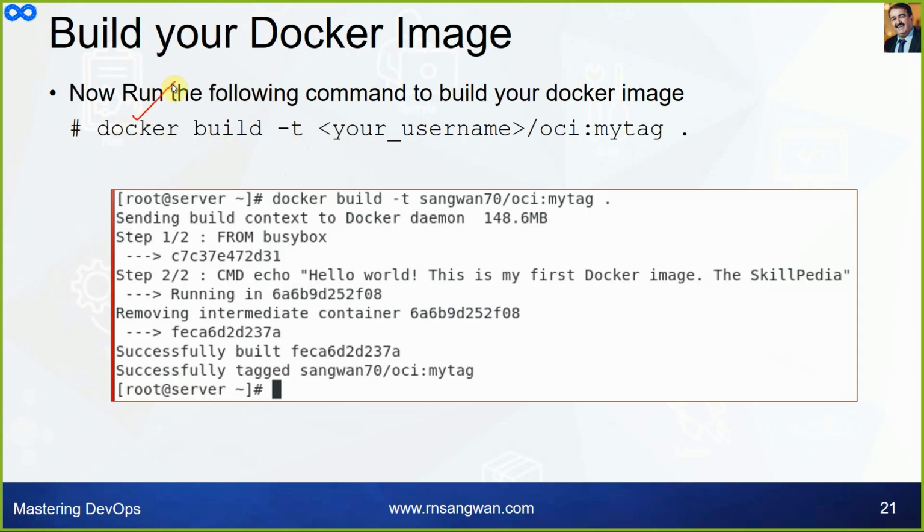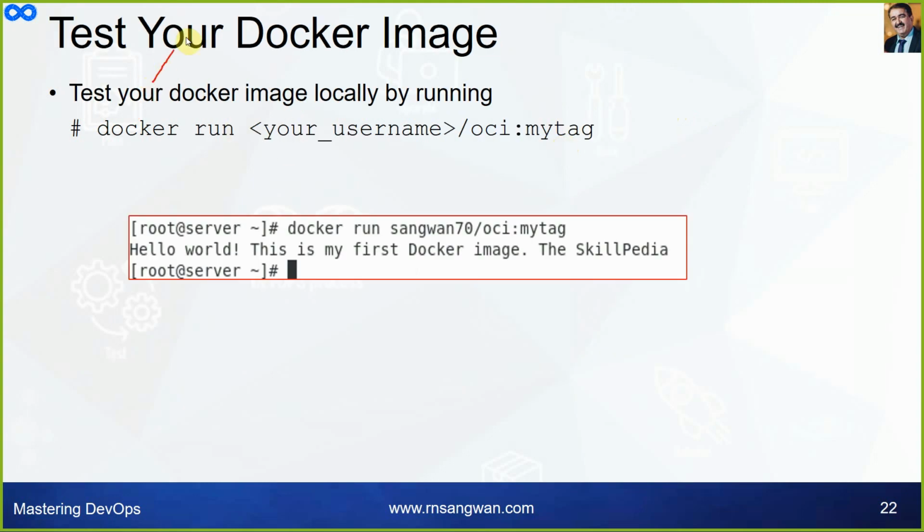Then use this command: docker build, tag name, your username. This is your Docker Hub username. Then a registry name on the Docker Hub and the tag name. And the most important, separated by a space, this dot. This dot represents the current directory where you are working. This is the same command I executed. In my case, the tag name was v1. So any tag name can be specified.